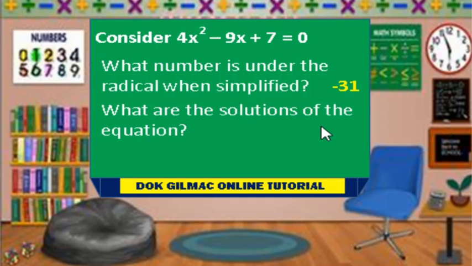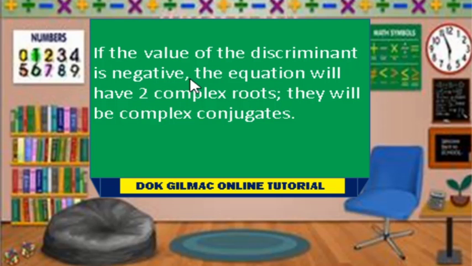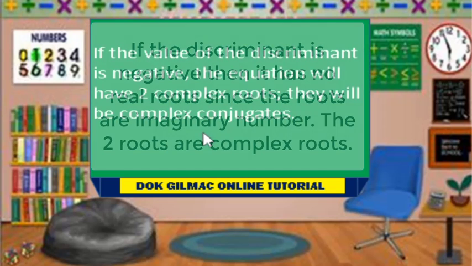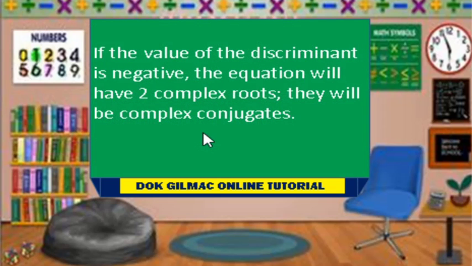What are the solutions of the equation? We simply have 9 plus and minus i times square root of 31 over 8. Take note, i stands for the imaginary number. If the value of the discriminant is negative, the equation will have two complex roots. They will be complex conjugates, as you can see in our previous example. So take note of that.